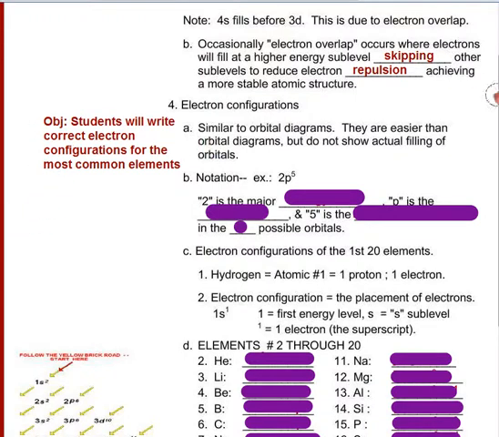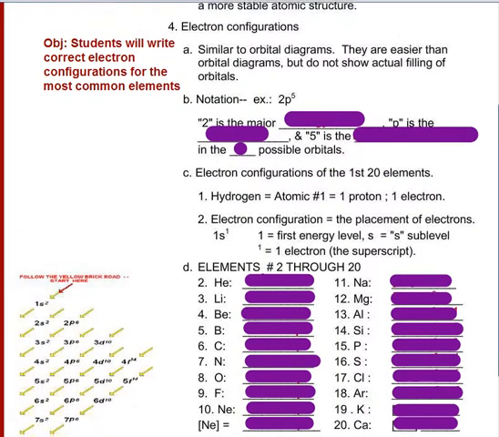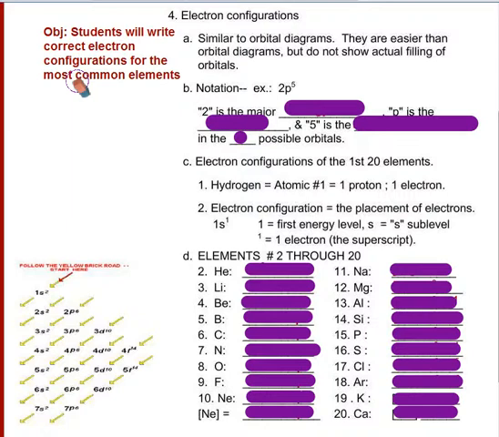Which brings us to the electron configurations. Now, we already wrote one for the iron, but we're going to write some more. So, electron configurations are similar to the orbital diagram, but they're easier because you don't actually have to draw each and every arrow for your electrons. By the way, this is our next objective. Students will write correct electron configurations for the most common elements.